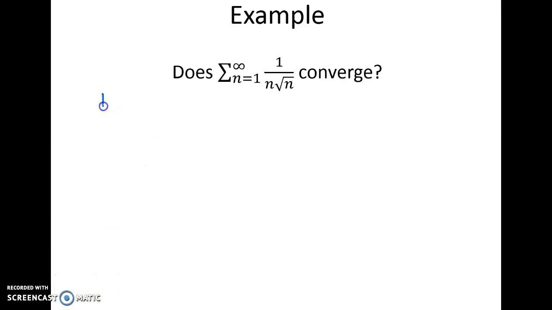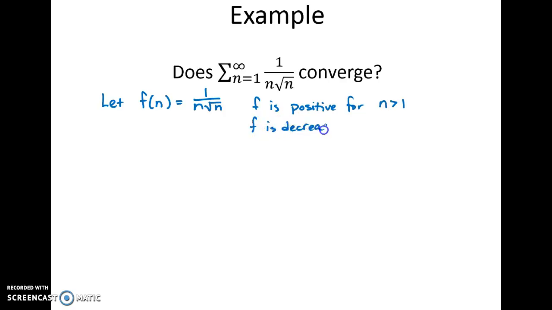Okay, so we're going to create a function out of our sequence. So our function is equal to our a sub n. And then we are going to notice that f is positive for n greater than 1. And we're also going to check if f is decreasing for n greater than 1.